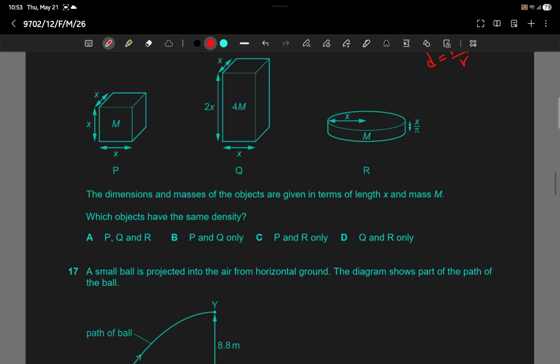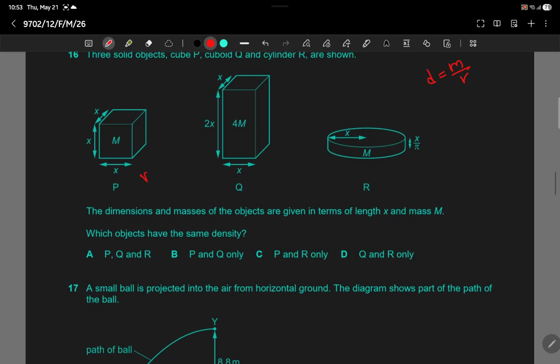So let's find the density for all 3 of these. For P, the volume is x cubed, so the density for P is m over x cubed. For Q, the volume is 2x times x times x, which means 2x cubed. So the density for Q is 4m over 2x cubed. This cancels out, so 2m over x cubed.